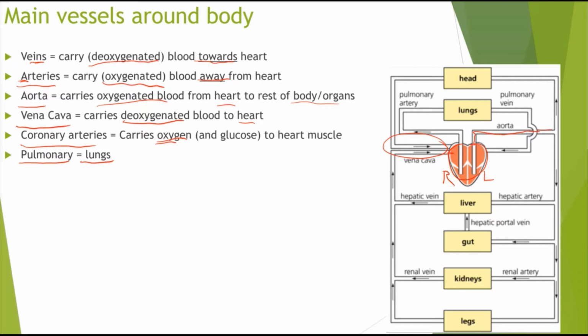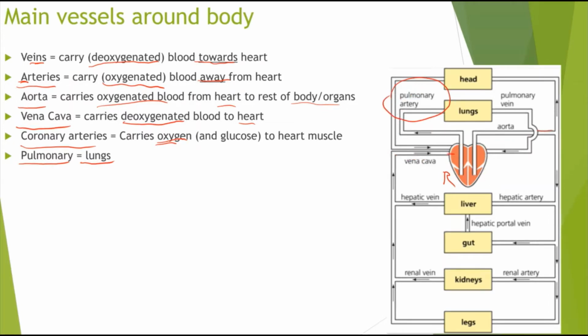But remember when I said that veins usually carry deoxygenated blood? Now this is the only exception. For example, the pulmonary artery, instead of carrying oxygenated blood away from the heart to the lungs, carries deoxygenated blood away from the heart to the lungs. And it's the opposite for the pulmonary vein. Instead of carrying deoxygenated blood towards the heart, it will carry oxygenated blood towards the heart. This is because the lungs will be oxygenating the blood; the oxygen will be coming into the lungs.